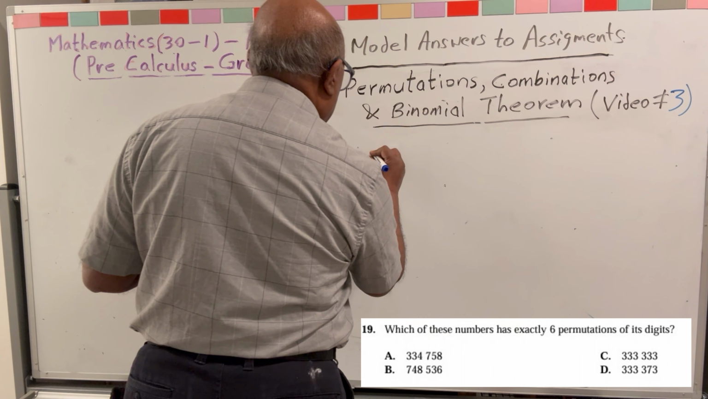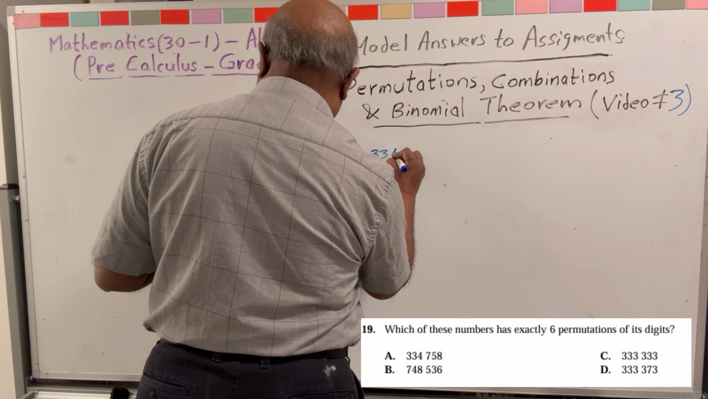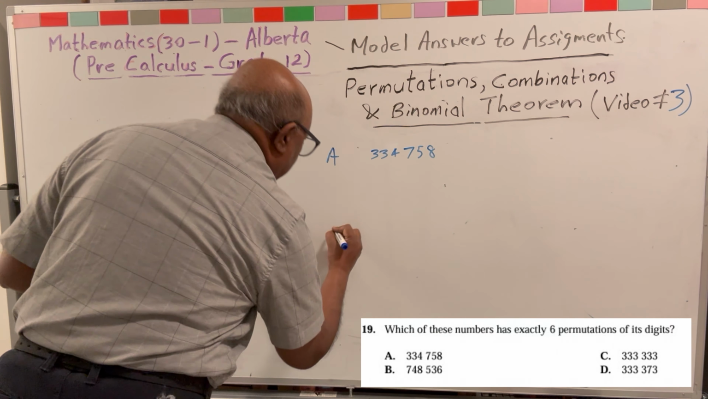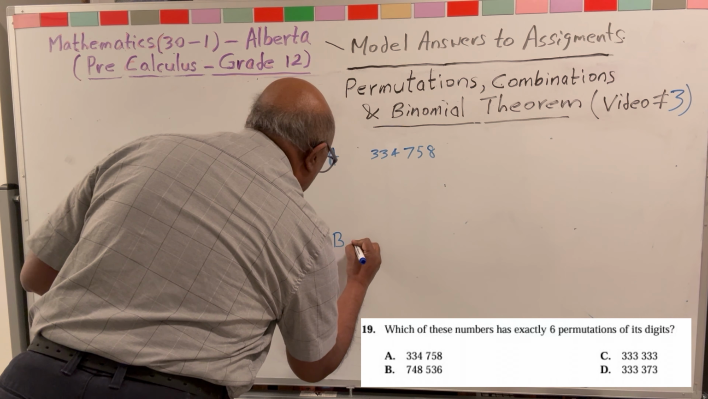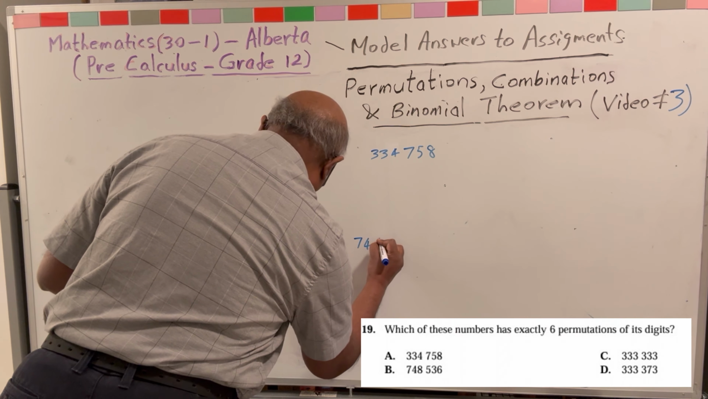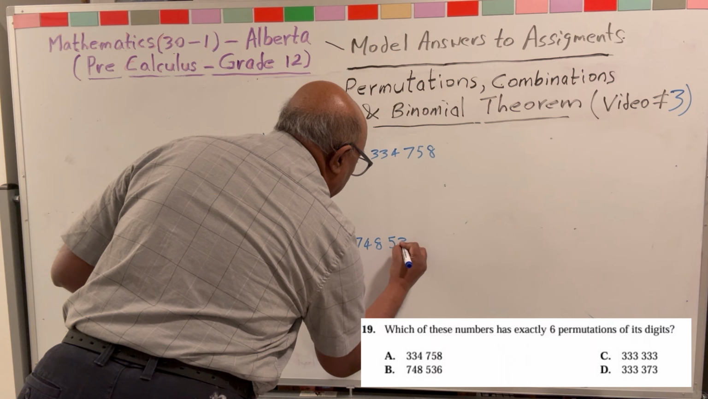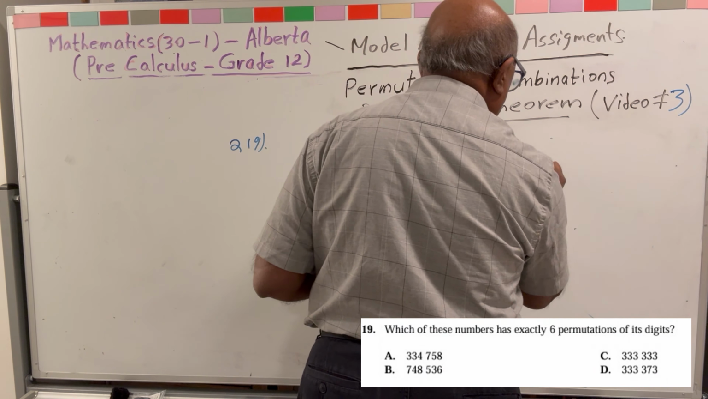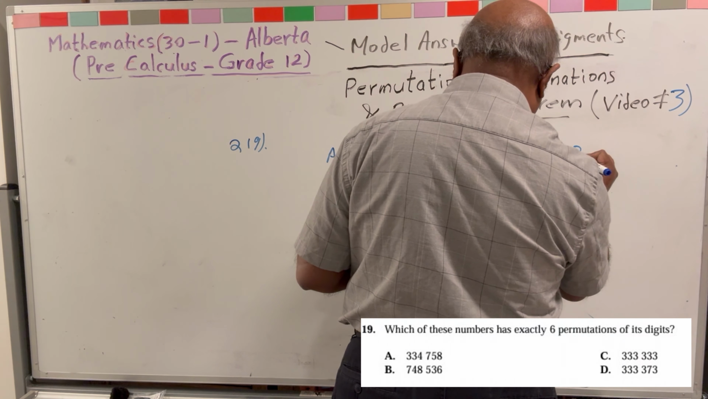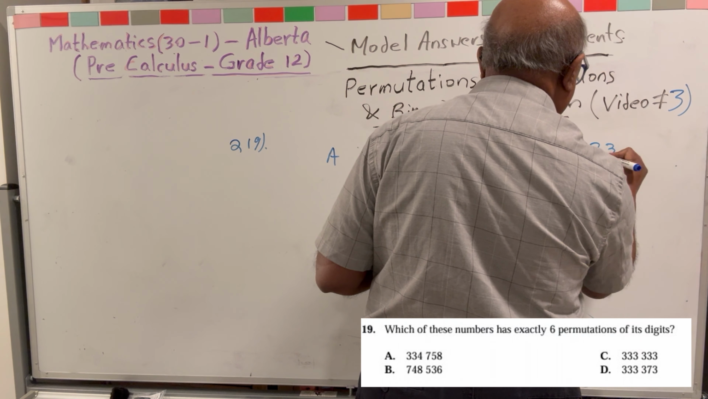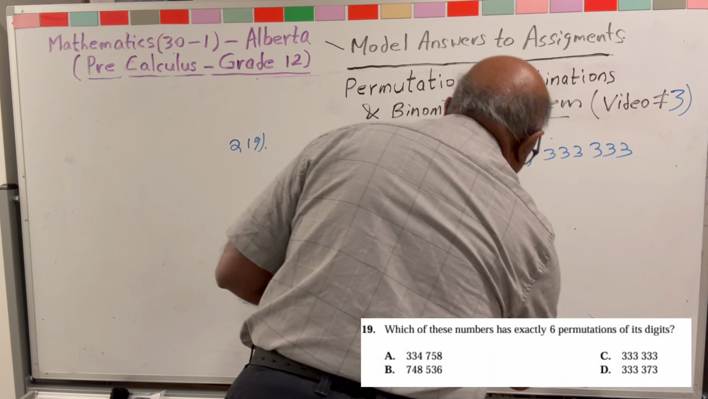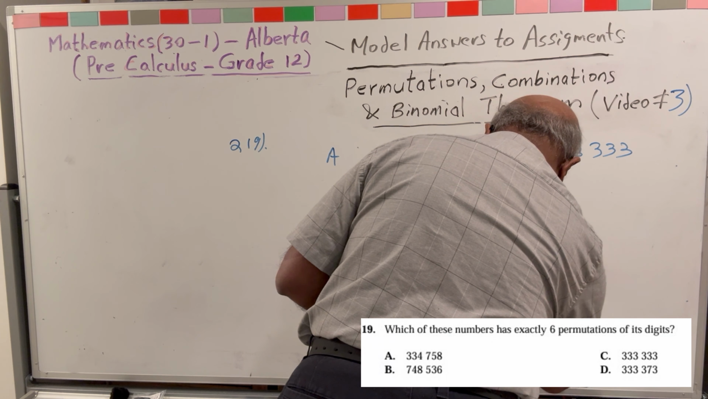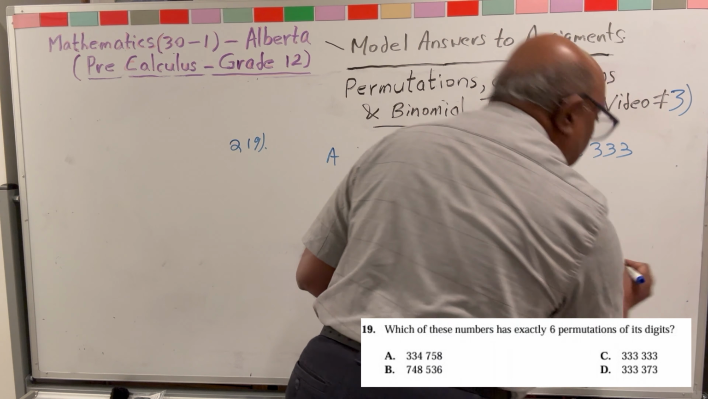A, 334,758. B, 748,536. C, 333,333. D, 333,373.